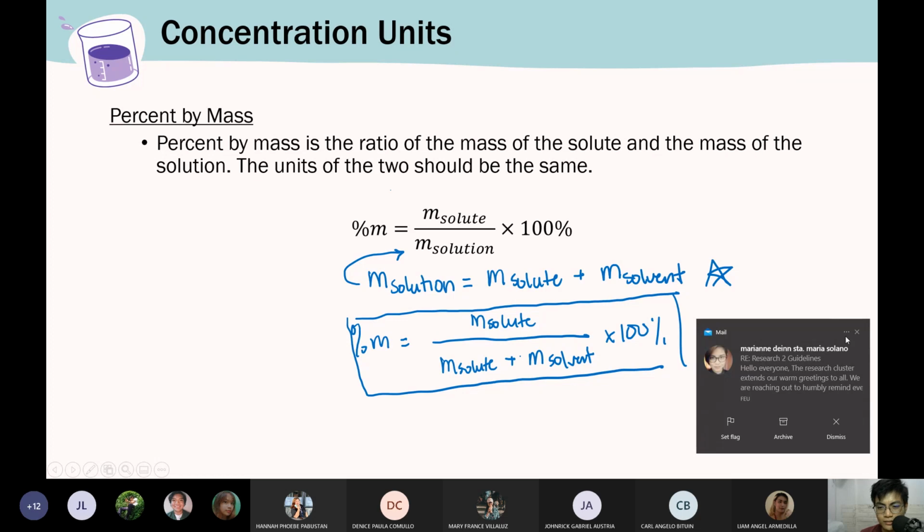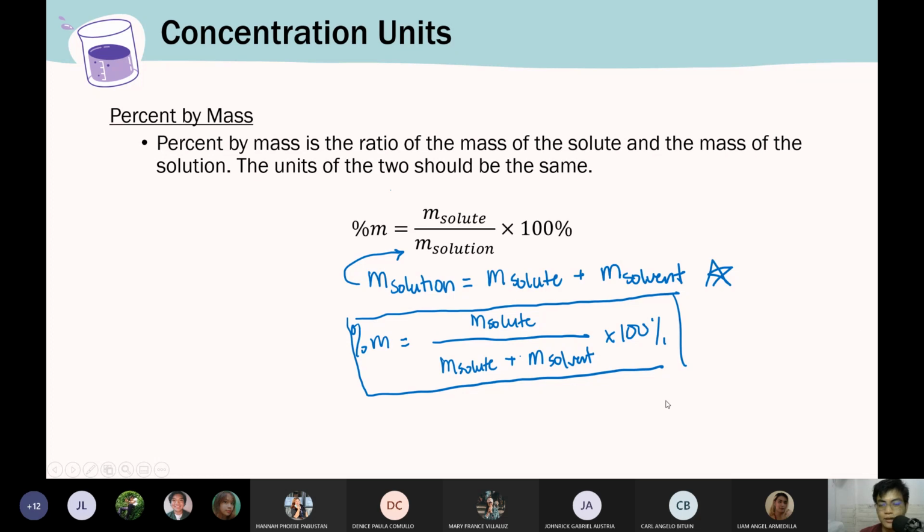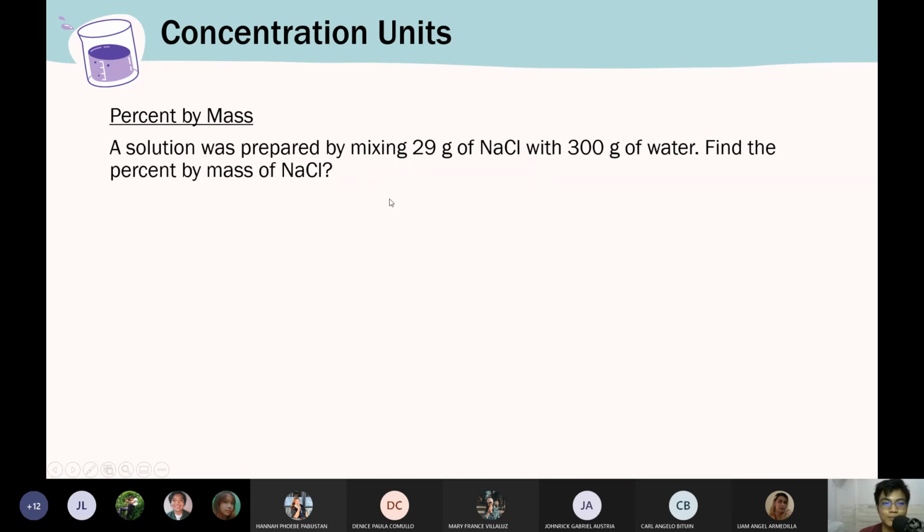Anyway, let's proceed. A solution was prepared by mixing 29 grams of sodium chloride with 300 grams water. Find the percent by mass of NaCl.